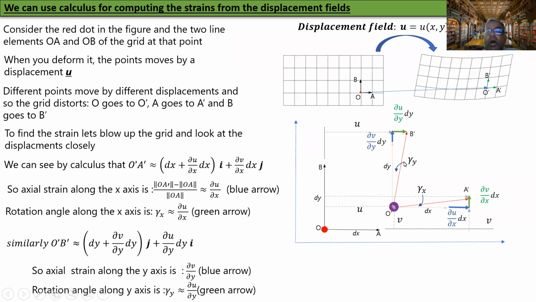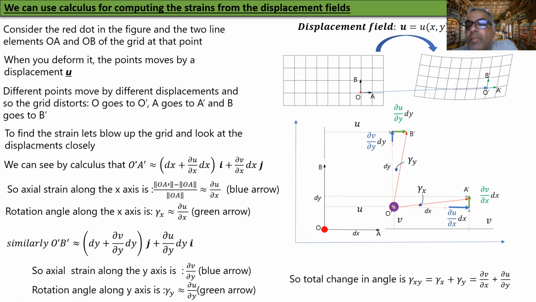Okay. So now I know this angle and this angle. So the total change in angle is the sum of these two things. So the total change in angle gamma xy is gamma x plus gamma y, dv/dx plus du/dy. So the sum of these two green terms will give you the total angle change. The blue terms will give you the axial strains.